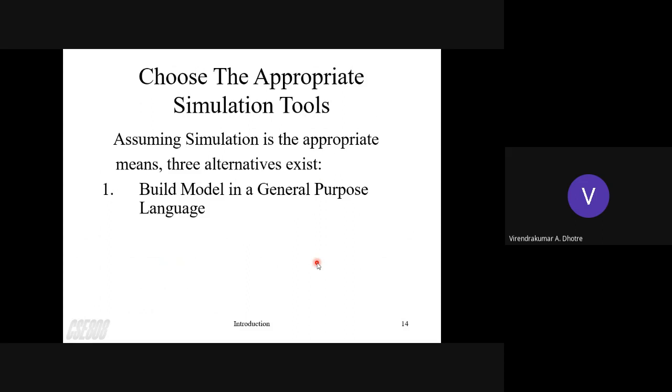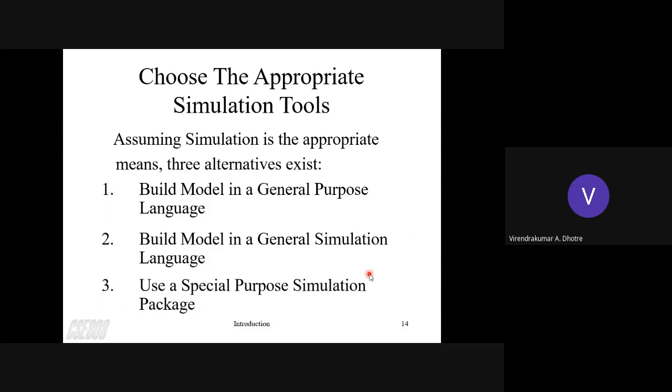Choose appropriate simulation tools. We can have three alternatives. We can build a model in general purpose languages. We can build a model in simulation languages, and we can use special purpose simulation packages. So we can define these based on these criteria or alternatives. We can choose the appropriate simulation tools, whether we are going for a general purpose language, general simulation languages, or packages.